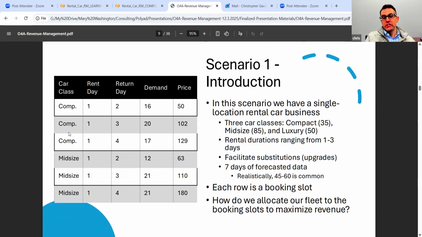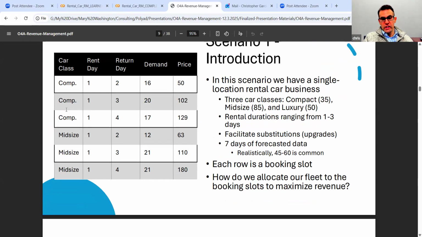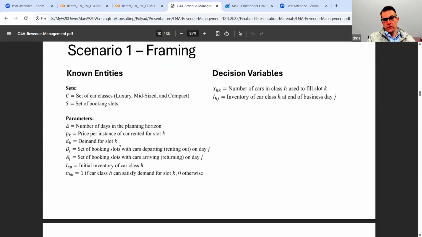If we're allowing substitutions, where a higher quality car, a higher grade class, can be substituted for a lower one, then V compact 1 is going to be 1, V midsize 1 is also going to be 1, and V luxury 1 is also going to be 1. So we can use this to control our substitution policy and to swap out substitution policies. Okay, so these are going to be the known entities here.